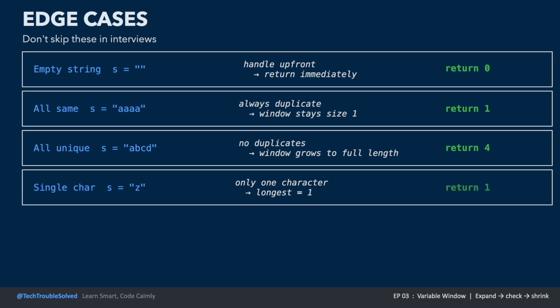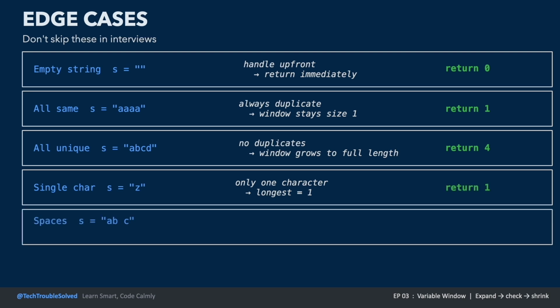Returns 1. String with spaces. A, B, space and C. Beginners catch this one. Space is a valid character. Your set happily stores a space. A, B, space, C. Returns 4. Don't pre-filter spaces. The problem does not ask you to.